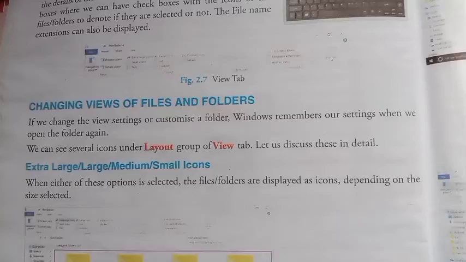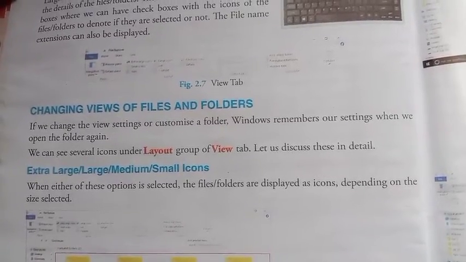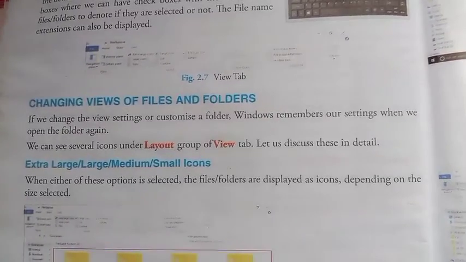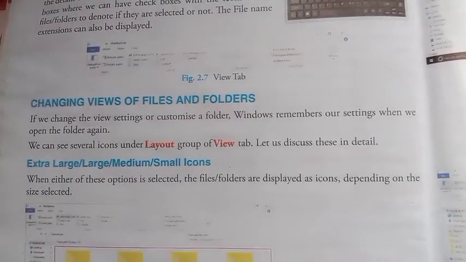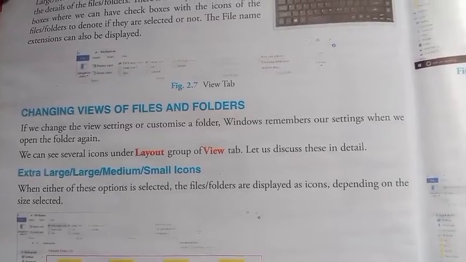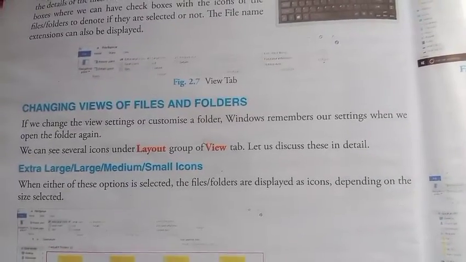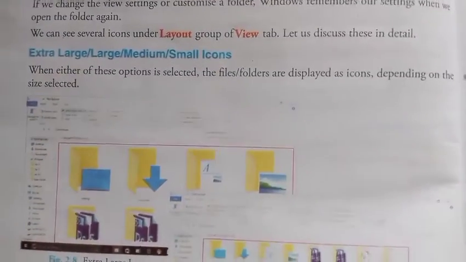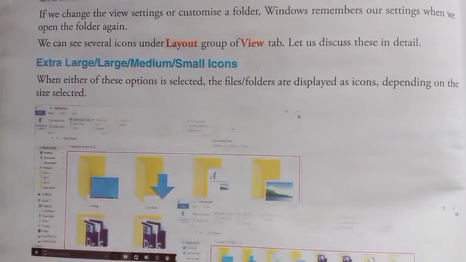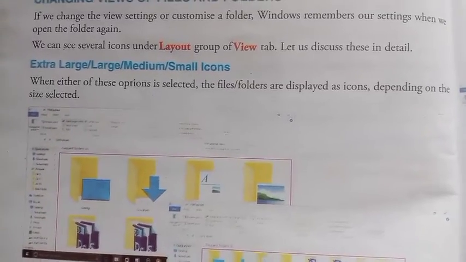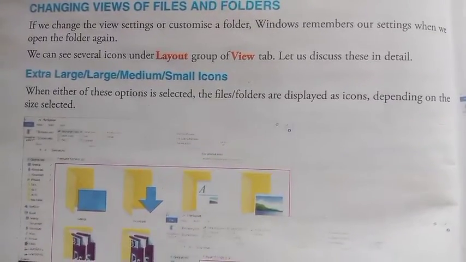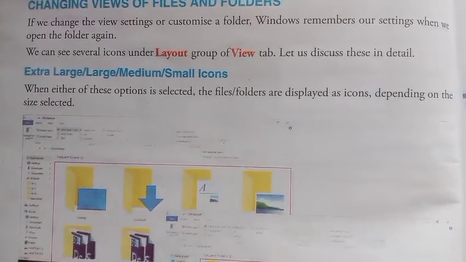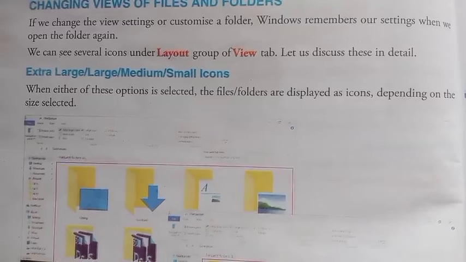Let us read this. If we change the view settings or customize a folder, Windows remembers our settings when we open the folder again. We can see several icons under the layout group of the View tab. Let us discuss these in detail. Now we are going to discuss the extra large, medium, and small icons. When either of these options is selected, the files and folders display as icons depending on the size selected.